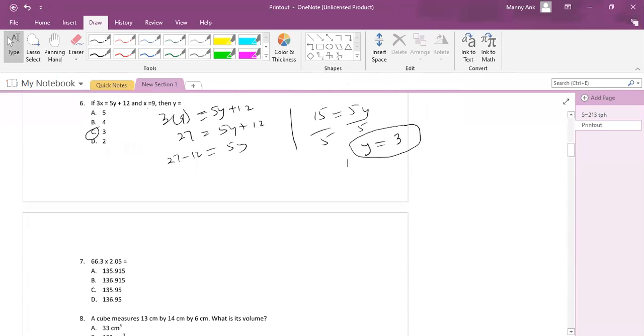Number 7, if you multiply this out, you should get the first one. You should get this.